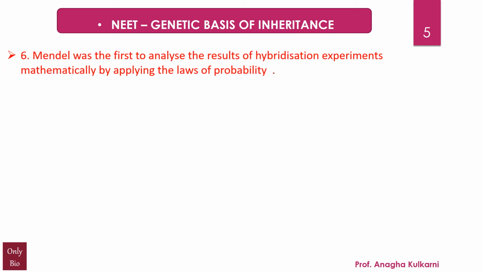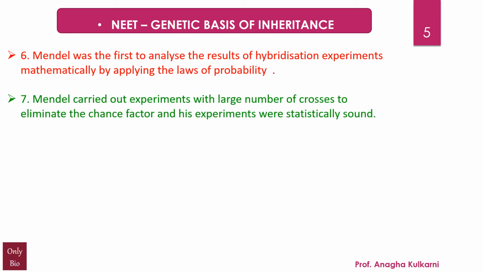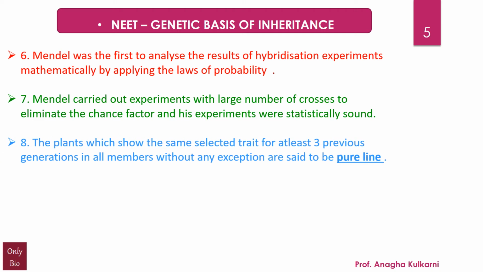Point number six, Mendel was the first to analyze the results of hybridization experiments mathematically by applying the laws of probability. Mendel carried out experiments with large number of crosses to eliminate the chance factor, and his experiments were statistically sound. The plants which show the same selected trait for at least three previous generations in all the members without any exception are said to be pure line.